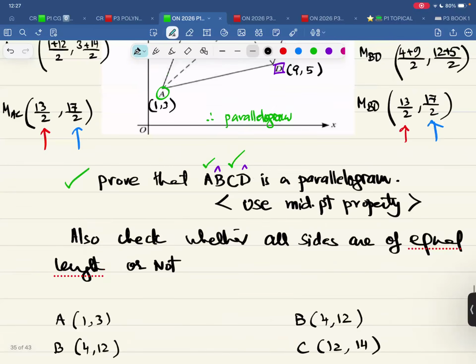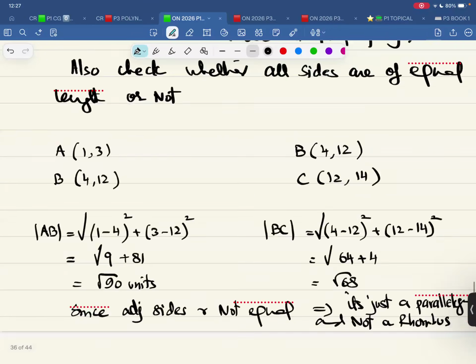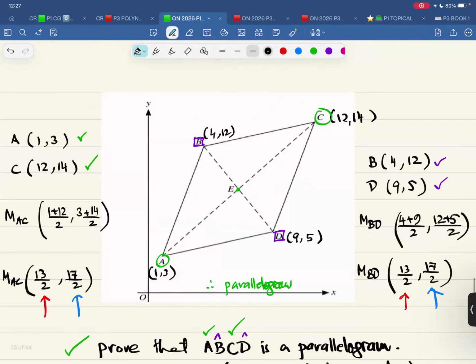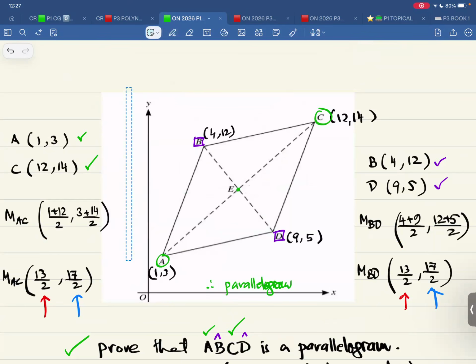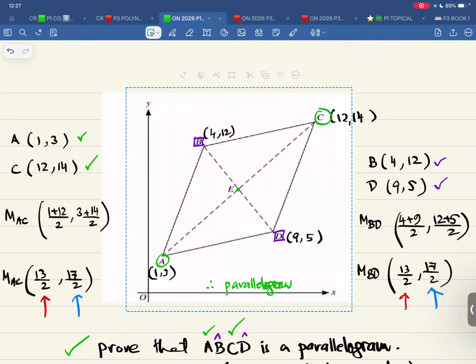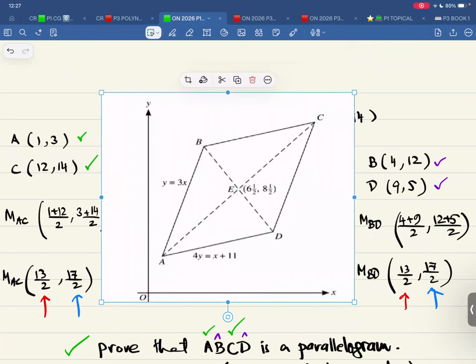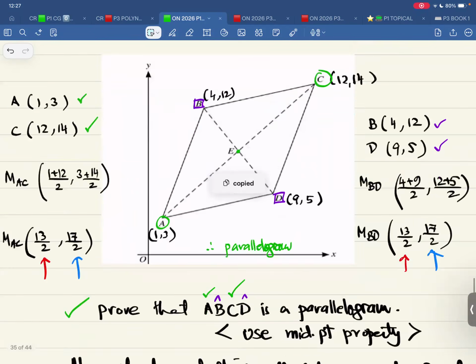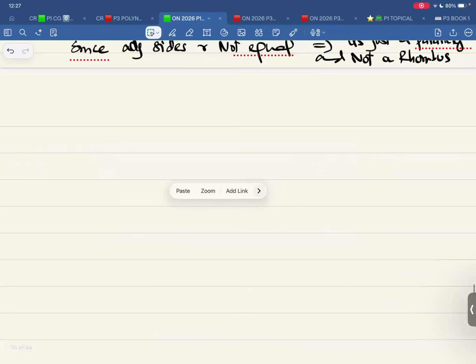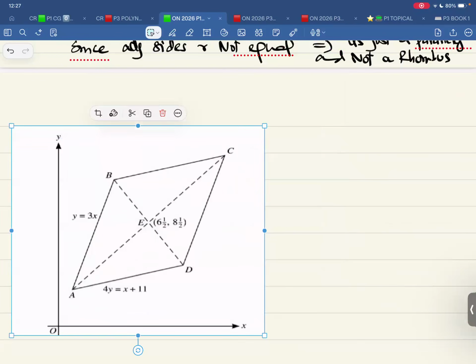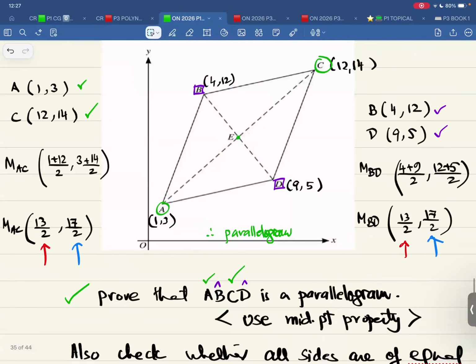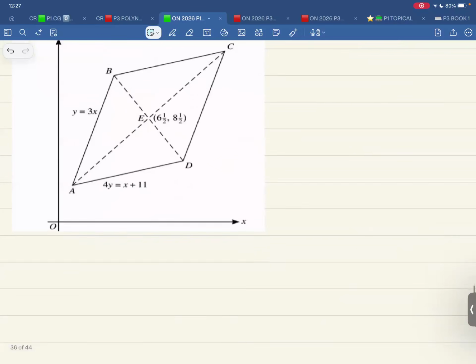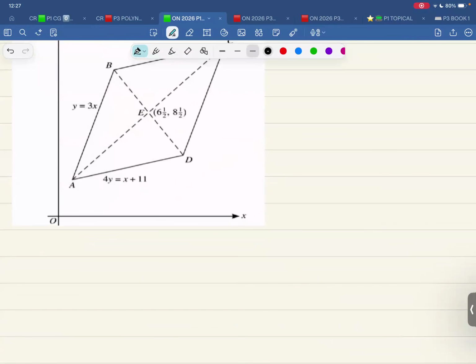Now let's make it into an exam type question. Let me grab this figure and copy it from here. No, it won't take the whole thing. Let me make an exam type question over here. So A is 1,3, D is 9,5. Hold for a second.